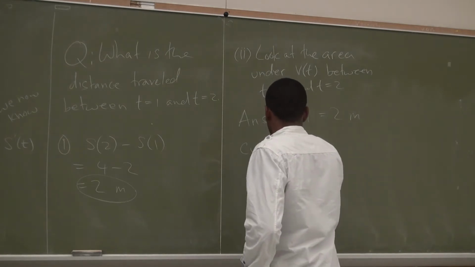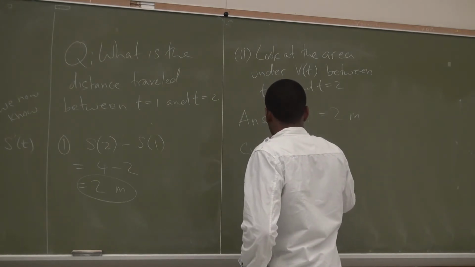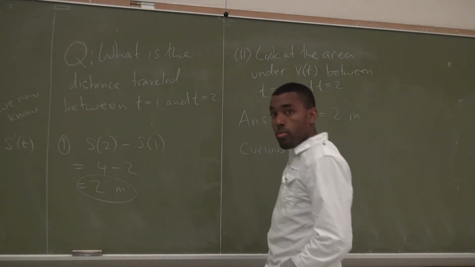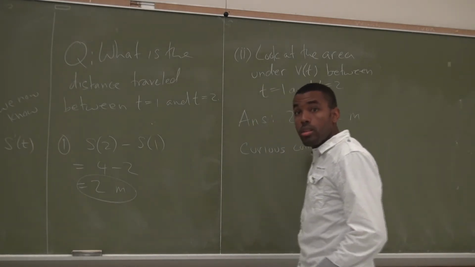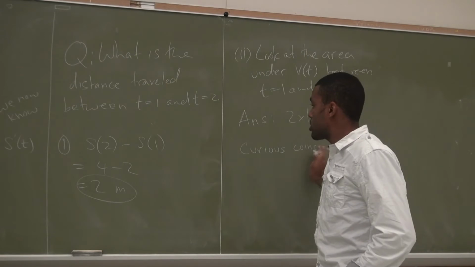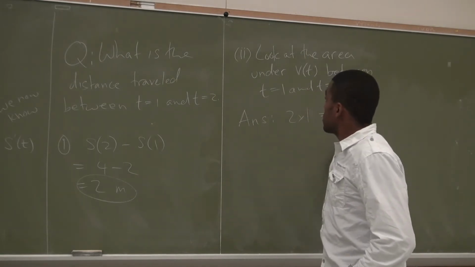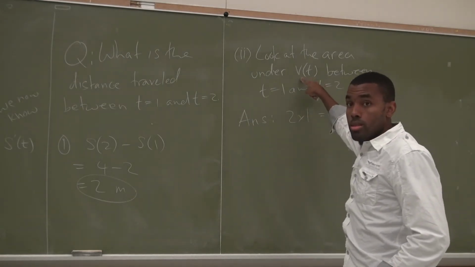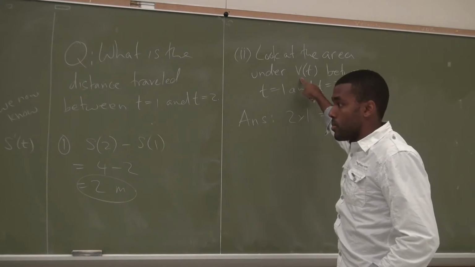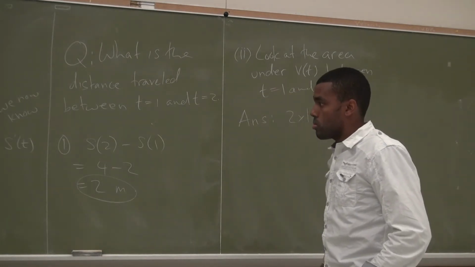Hold on, I don't get the second one. Come again? What did you say? What's that? The area under the velocity curve. How'd you get that?